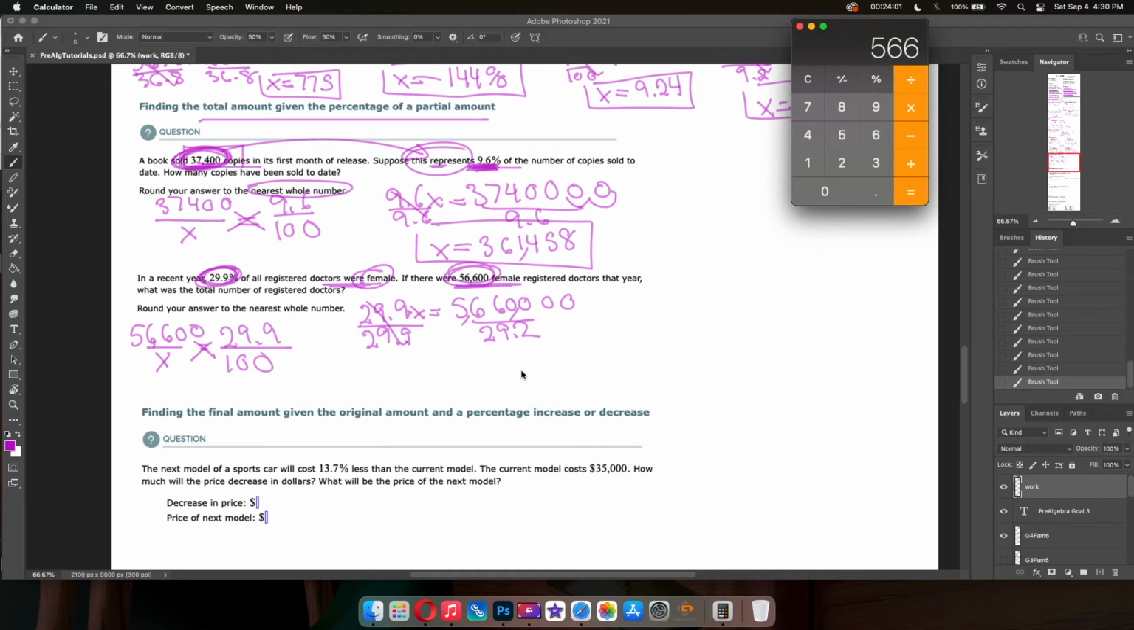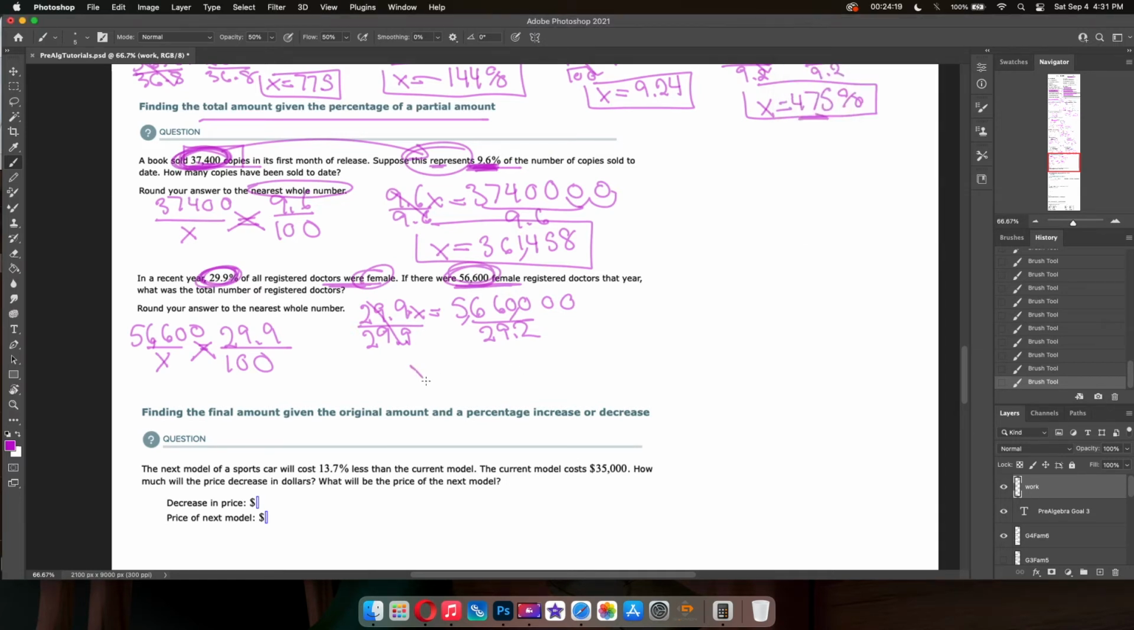56 and then 634 divided by 29.2. Nope. 29.9. You see that? I miscopied somehow. Enter. Okay. 189,297,6. And that's supposed to be a 9, because I made a mistake and almost gave myself misery. Round to the nearest whole number. That makes me round up. So our final number is 189,297.